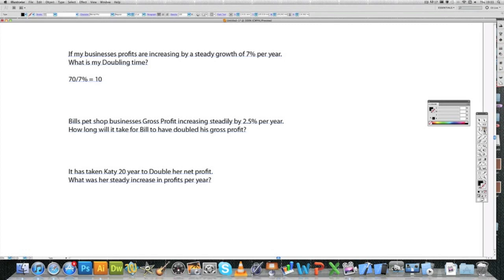Now if we go to our next question, it says Bill's pet shop business gross profits increase steadily by 2.5% per year. How long will it take for Bill to have doubled his gross profit? So what we need to do, again, is take the number 70 and divide it by 2.5, and that will equal, you probably need a calculator for this, 28, I believe. Let me just check if I'm wrong. No, I'm not. Okay, 28. So Bill's gross profit will double in 28 years if he increases steadily by that 2.5% per year.